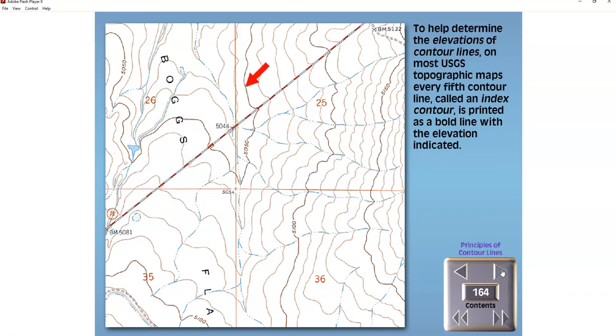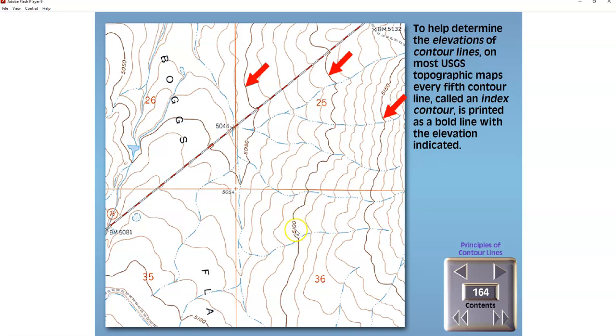To help determine the elevations of contour lines, on most USGS topographic maps, every fifth contour line, called an index contour, is printed as a bold line with the elevation indicated. So they're not going to put numbers on every line. Every fifth line, they're going to make it a darker brown line. They're going to bold it. So like, I don't know if you can see on this map, this one here is called 5,050. Then they're going to give you 4 lighter brown lines and then another bold line, every fifth one. So this one says 5,100.